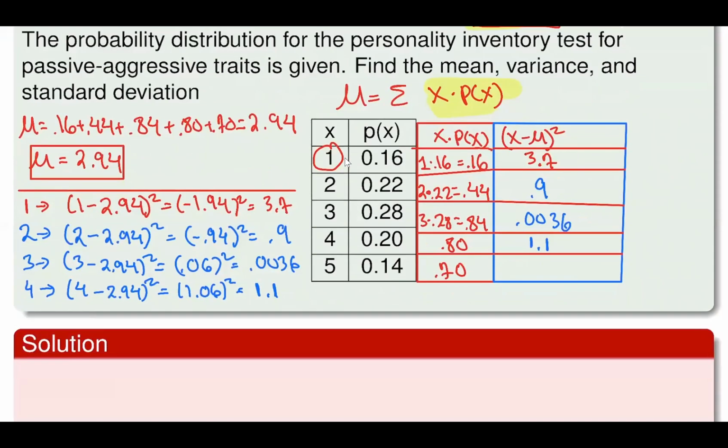And lastly, we're going to do 5. So for 5, we'll say 5 minus 2.94 squared is equal to 2.06 squared. So you go 2.06 squared, and you get 4.2.